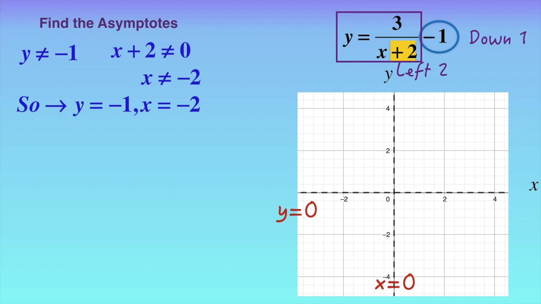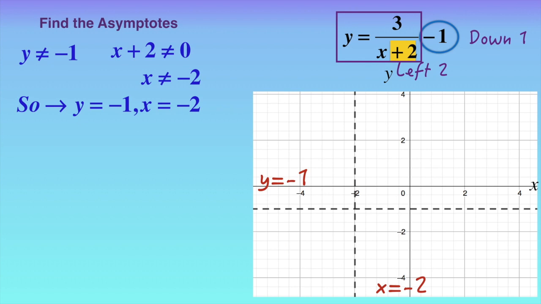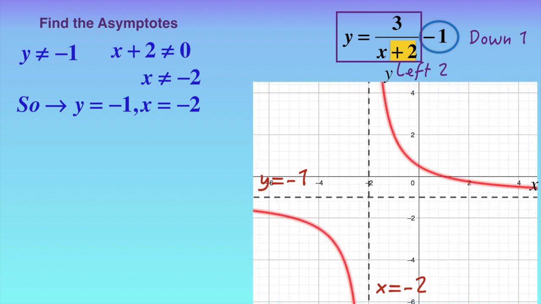I'm going to draw my asymptotes first. Y equals minus 1 and x equals minus 2. Then I go back to my graph. It's y equals plus 3 over x plus 2. It's a plus hyperbola. So that means it goes in the top right and bottom left. And I draw my two sections.